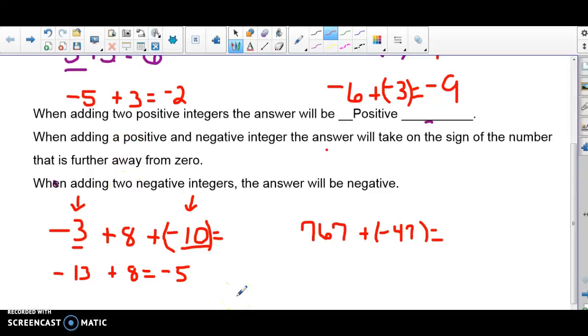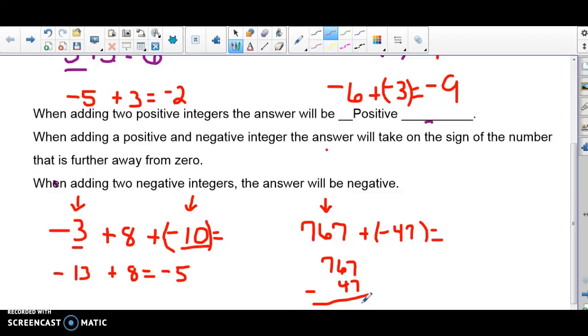Last one. We're almost to the end here. We have a much larger number, and I know that this number, which is a positive number, is way further away from 0 than -47 is going to be. So now I know that my answer is going to be positive. I don't need to write a positive because, again, we talked about that. If I have a positive number, I know that it's positive if there's no sign in front of it. And now all I have to do is find the difference between these two.